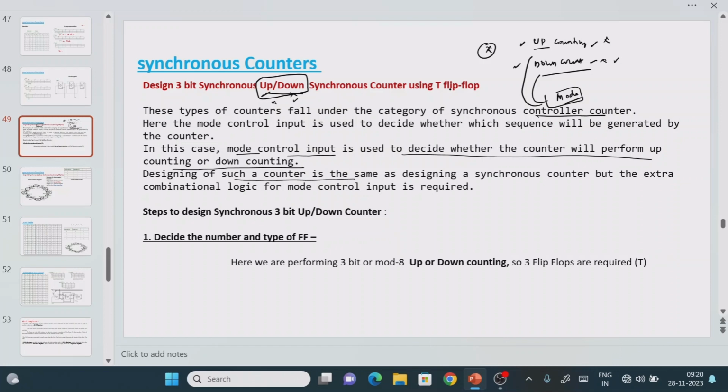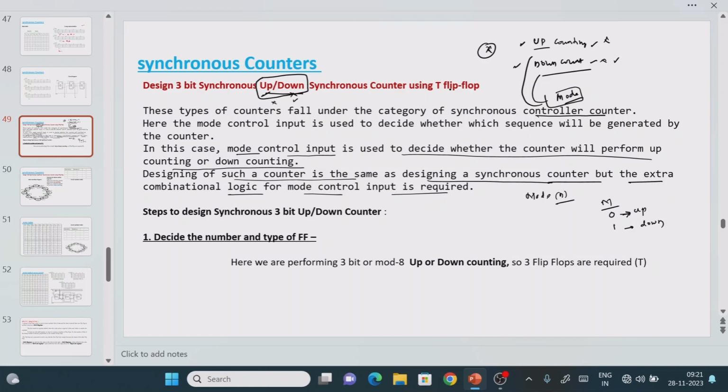Designing such a counter is the same as designing the synchronous counters, like what we have done in previous classes. The extra thing we get is that a mode control input is required. Since a single bit has two possibilities, either 0 or 1, suppose for example if m equals 0, you perform the up counting operation. If m equals 1, you perform the down counting operation.